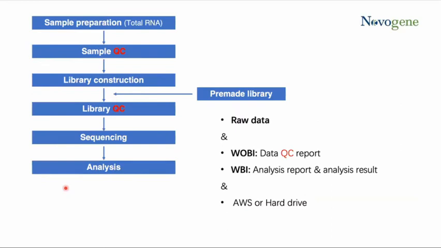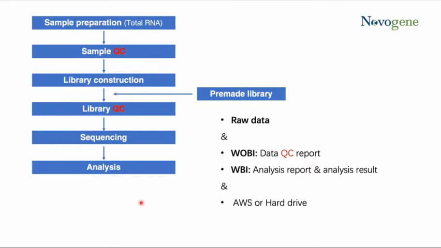For each project in Novogene, we will follow this workflow. You can either send us the total RNA if you have extracted it already, or we can provide the extraction service for you as well. After we receive the sample, we'll perform the sample quality check, and then move on to library construction, library quality check, sequencing, and analysis.